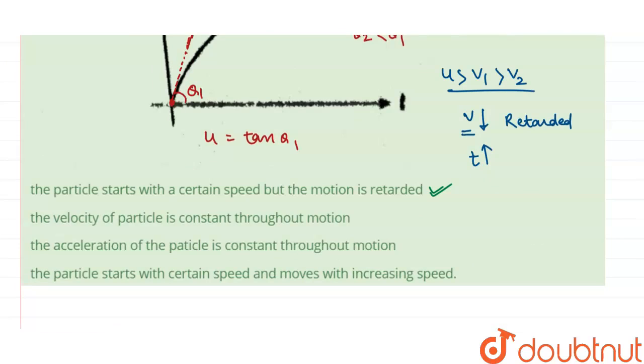The second option is: the velocity of the particle is constant throughout the motion. This is not the correct option, because as we can see, the velocity of the particle decreases with time. The third option is: the acceleration of the particle is constant throughout the motion.